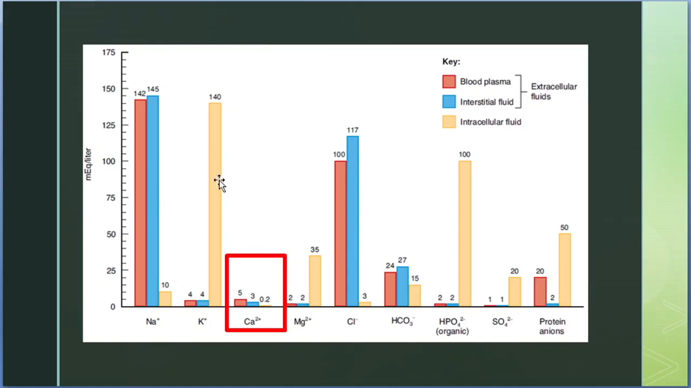So this diagram will show us the distribution of your calcium. Again, this is the fifth most common electrolyte in comparison to your sodium, potassium, chloride, bicarbonate, and other substances. So you see your calcium, your blood plasma is approximately around 5 milliequivalents per liter. Your interstitial fluid is around 3 milliequivalents per liter, while your intracellular fluid is only around 0.2 milliequivalents per liter of your calcium.